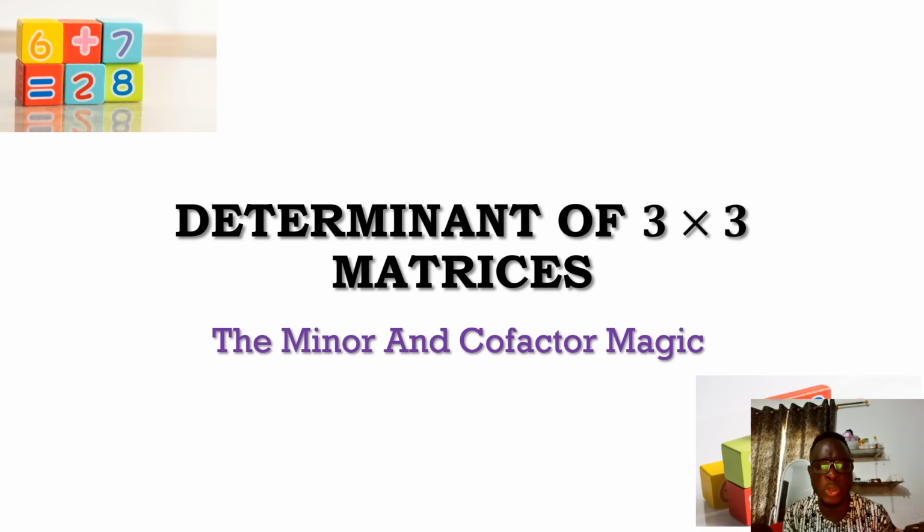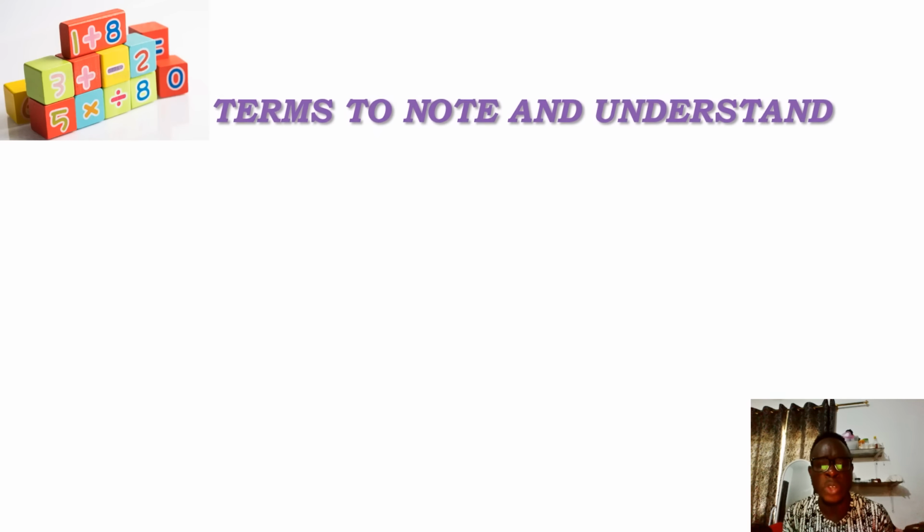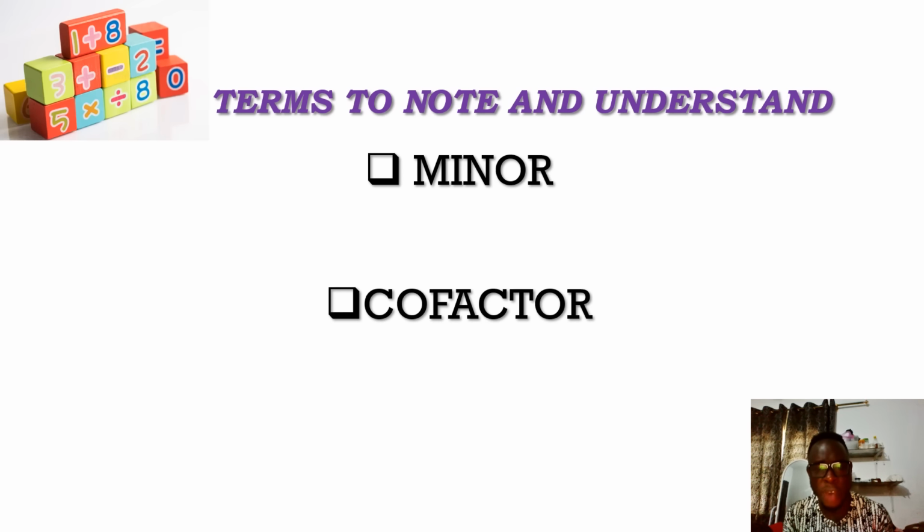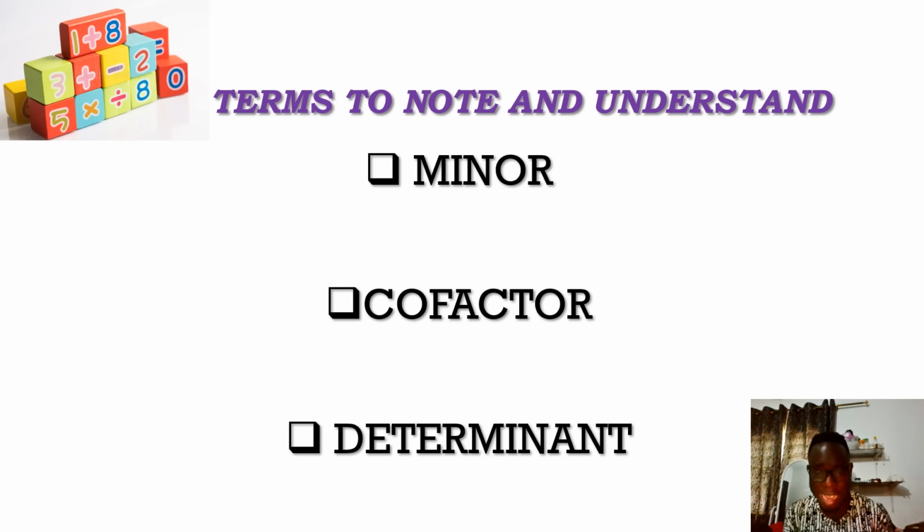Now what we need to note is to know the terms to note and understand. And what are these terms? So these terms are the minor, the cofactor, and the determinant itself. If we want to be able to understand these particular problems or to understand the concept of the determinant of a 3 by 3 matrix, these are the terms that we need to note and understand.